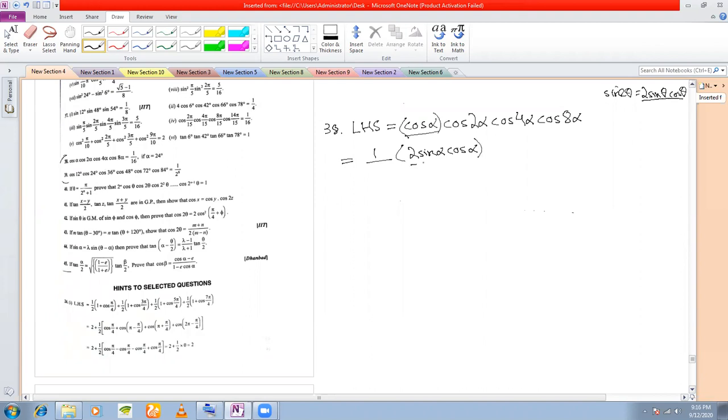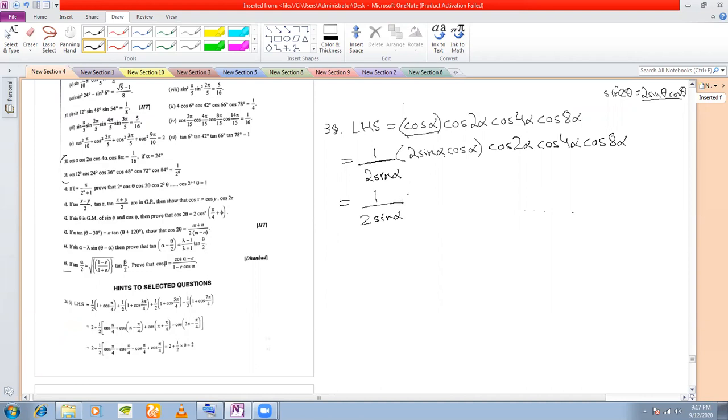So what extra have you added? You have added this 2 sine alpha extra. So you divide this by 2 sine alpha. Now we can write it this way, and the other terms you write as they are: cos 2 alpha, cos 4 alpha, and cos 8 alpha. Okay, so now what you do is 1 by 2 sine alpha.